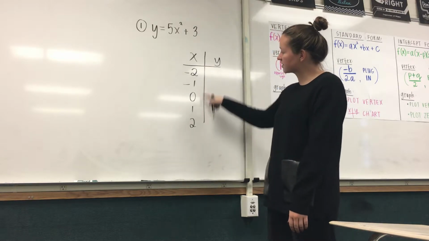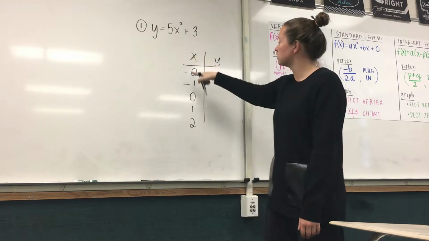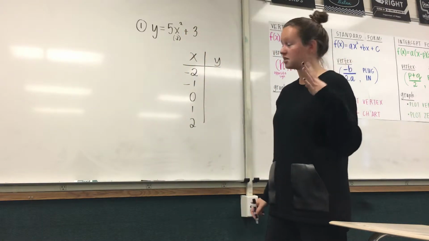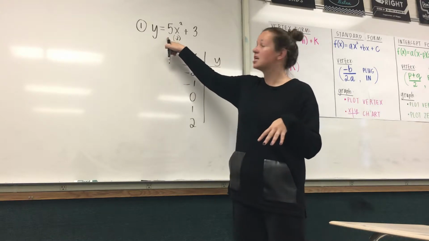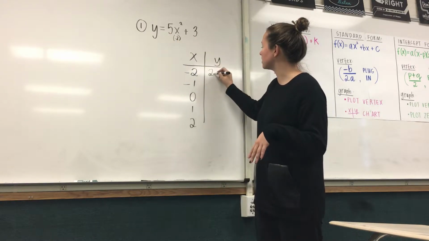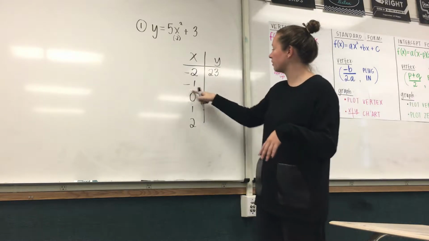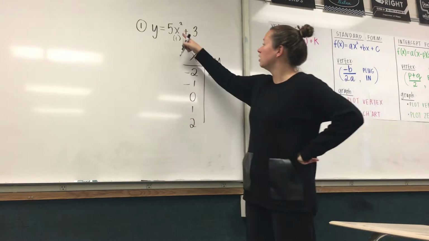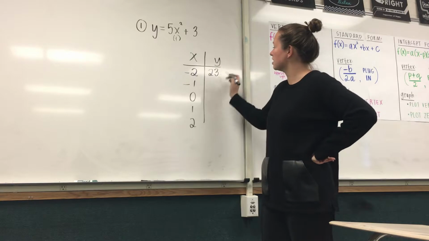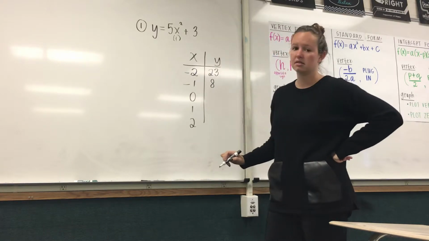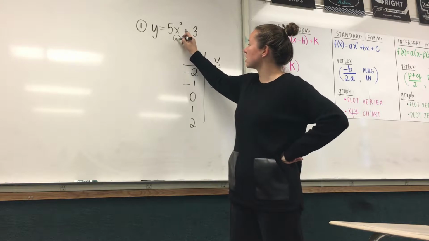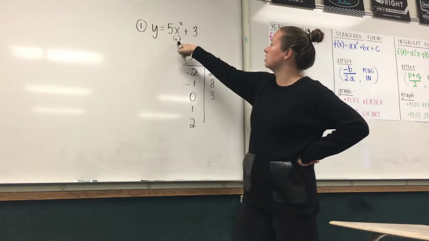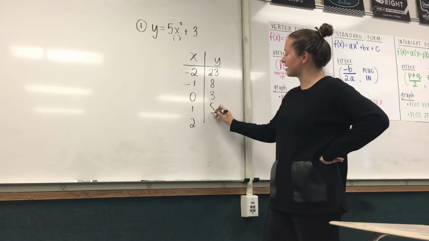All right, you're going to take each of these x's and plug it in for the x. So you take -2 first, and -2 squared is 4. 4 times 5 is 20, and then 20 plus 3 is 23. Same thing. Now we're going to take -1, plug it in for x. -1 squared is 1. 1 times 5 is 5, and 5 plus 3 is 8. Now 0. 0 squared is 0, times 5 is 0, plus 3 is 3. Plug 1 back in. 1 squared is 1, times 5 plus 3 is 8. Oh, it's going to be the same.